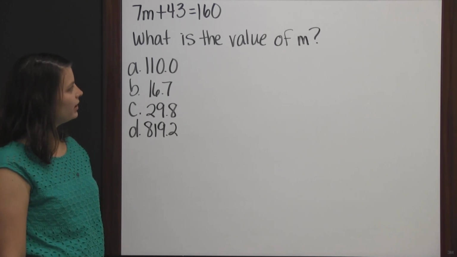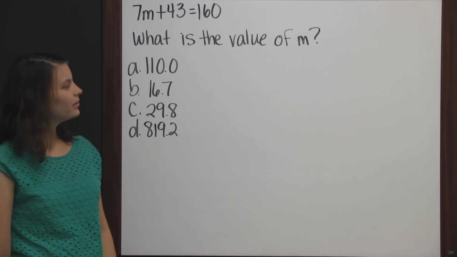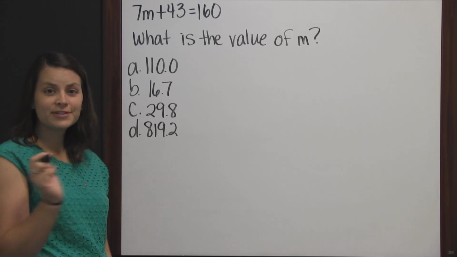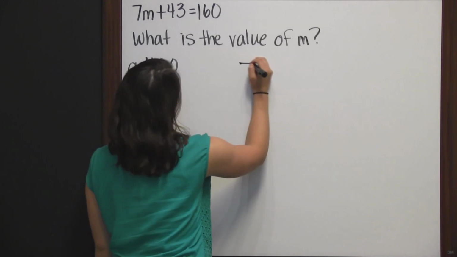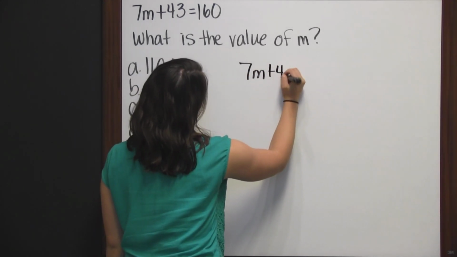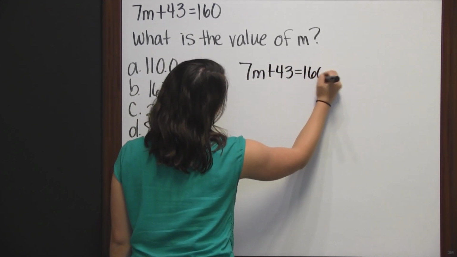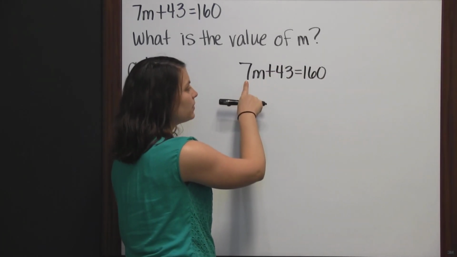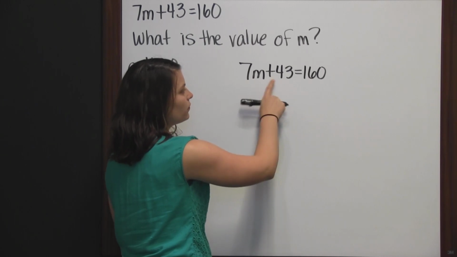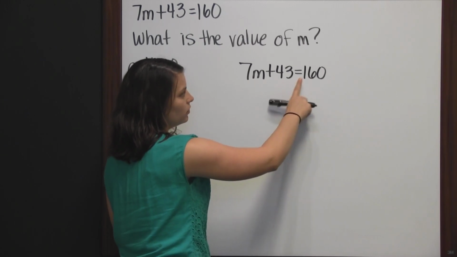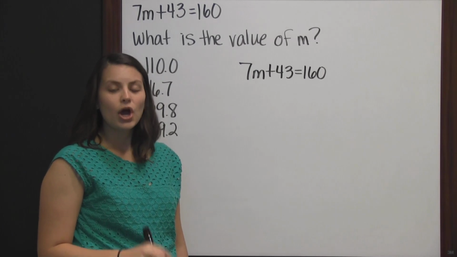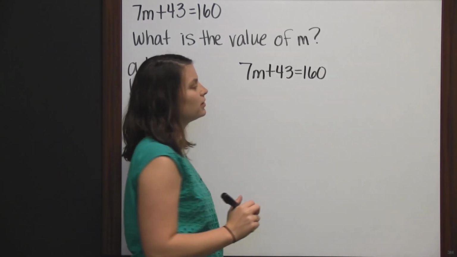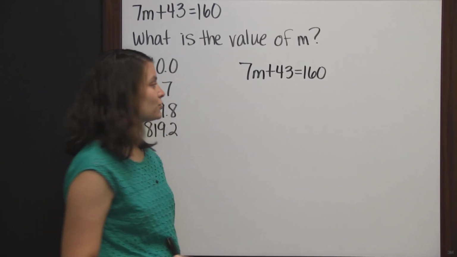7m plus 43 equals 160. What is the value of m? So first I'm going to rewrite my equation. 7m plus 43 equals 160. We want to know what number multiplied times 7 with 43 added to that would give us 160. And we could guess and check numbers until we found a number that would satisfy this equation. But there's a much easier and more direct way.